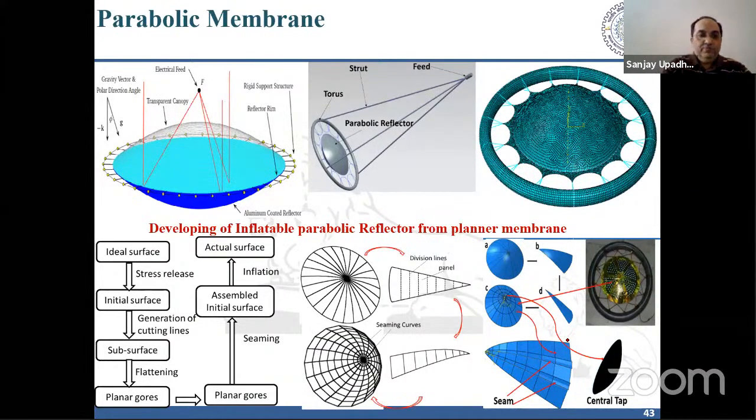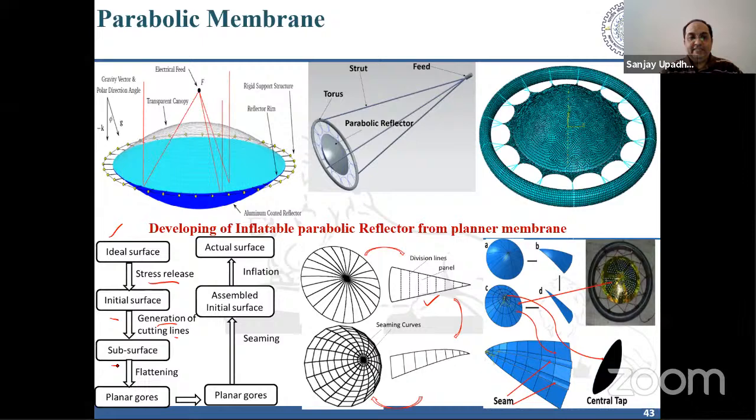Okay. So first we have considered the ideal surface, like this one. So ideal surface, trace release, then initial surface, generation of cutting lines, subsurface means flattening, then planar gores, seaming every gore. This is one gore, second, third, every gore we have to cut, then it will be stuck, it will be seamed, and finally you can get the desired shape of the parabolic.